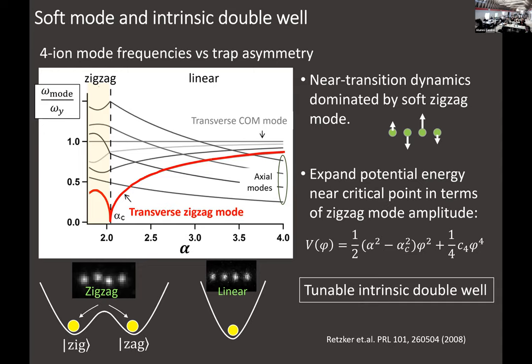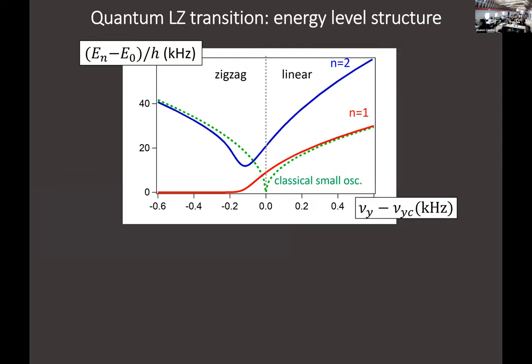The discussion of this actually goes all the way back to a proposal by Alex Retzker. That's really what we're building on in my discussion here. So you can take that potential, solve the Schrodinger equation, and you get an energy level structure like this, very standard for a second order phase transition. I'm showing you the 2 lowest energy levels, in reference to the ground state. As you cross the transition, this one goes to 0. In other words, you have a degeneracy forming between the 2 lowest states.